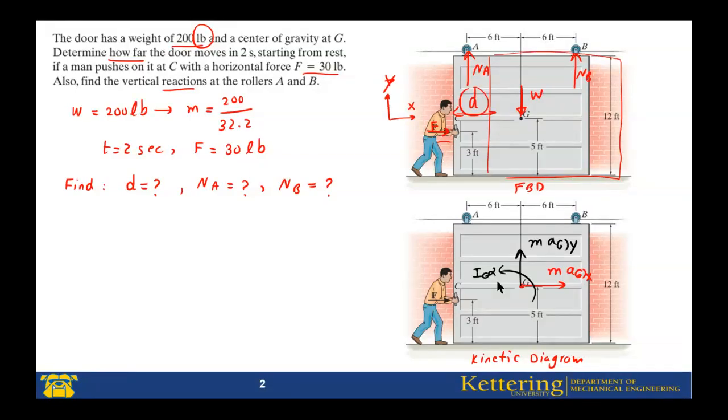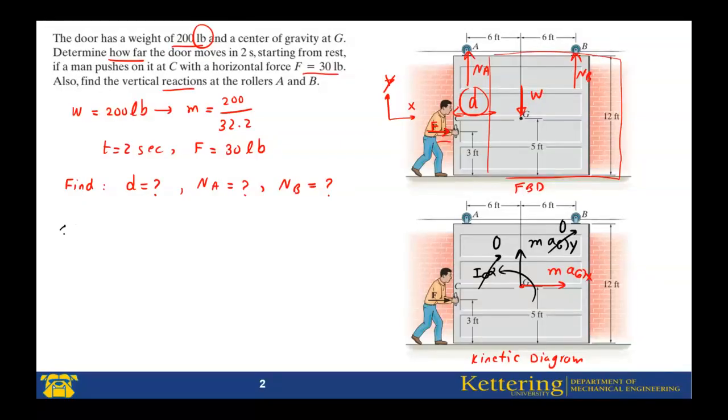But I can simplify those. The reason I put those is for you to know and review what type of elements you need to draw on the kinetic diagram. For this door, how much is the acceleration of G along y? 0. Does this door rotate? No. 0. That's it. You draw this, you have already solved 20% of this question.